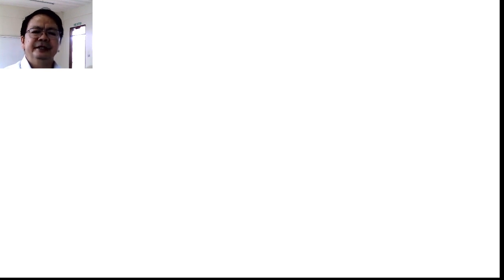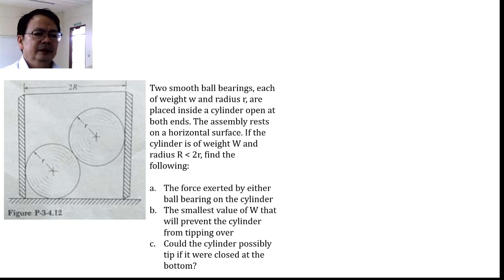At itong problem na ito ay kinuha ko mula sa libro ni Singer na Statics of Rigid Bodies. At ganito yung problem. This problem was taken as part ng problem 3-4.12. And the problem is to find the force exerted by either ball bearing on the cylinder.